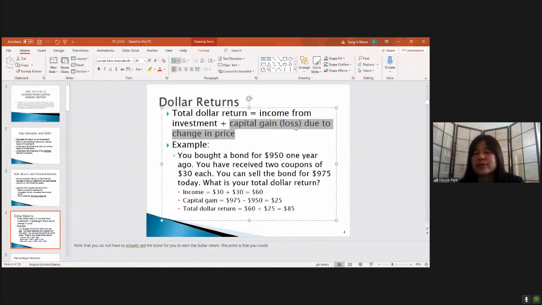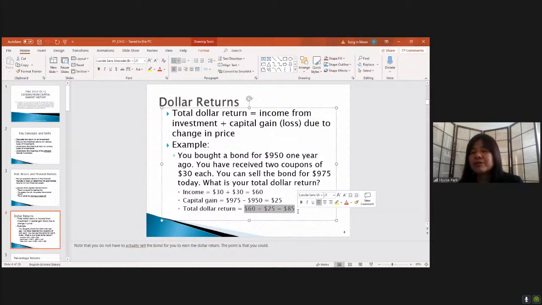Suppose you purchased a bond for $950 one year ago, and you received two coupons, $30 each, and you sold the bond for $975 today. What's your total dollar return? So income, $30 twice, so $60 is the income, and capital gains is sale price minus purchase price, so $25 is the capital gain. So total dollar return is $85. This is how to calculate the total dollar return. It's straightforward, right? Any questions so far?